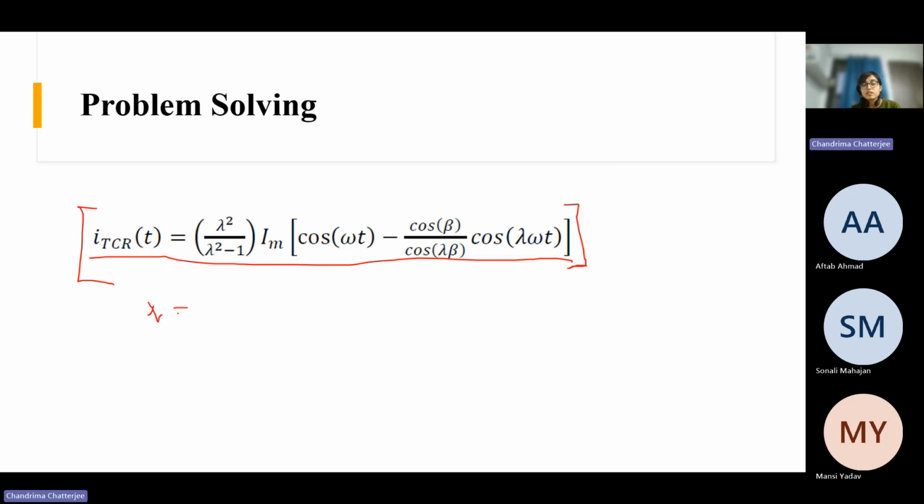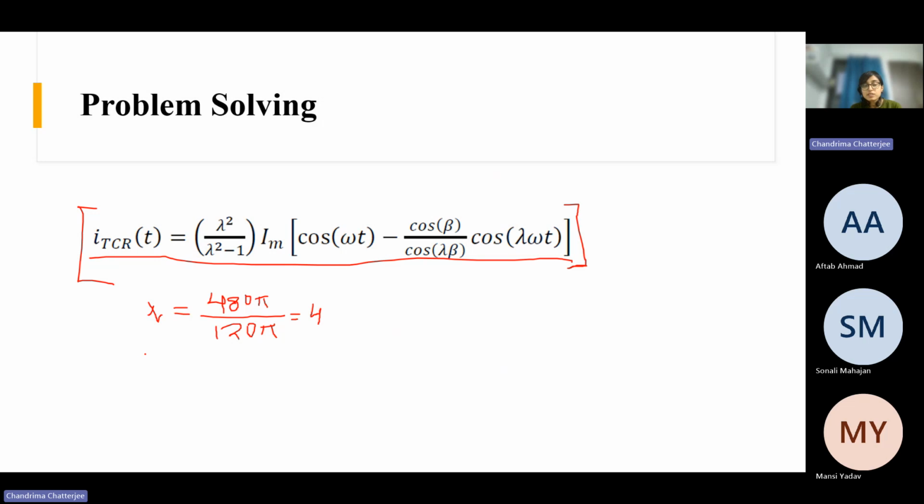So lambda, the resonant frequency we already found out in the first question, was 480 pi, and the power frequency is 120 pi. So lambda is equal to 4.